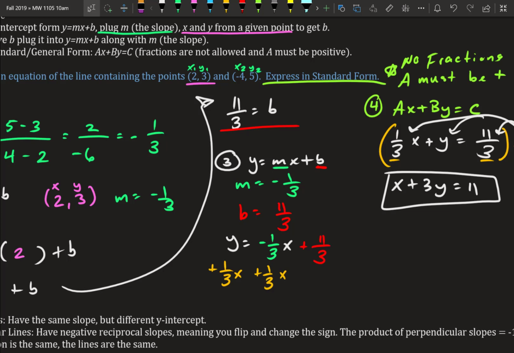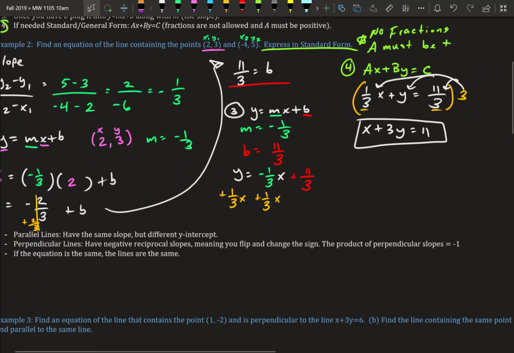On the test, I will not be asking for standard form. So you do not have to do step 4 on the test. It's just some questions on your homework.